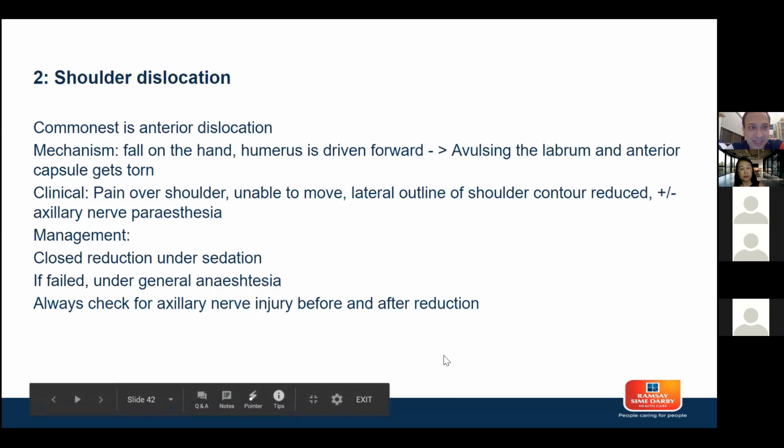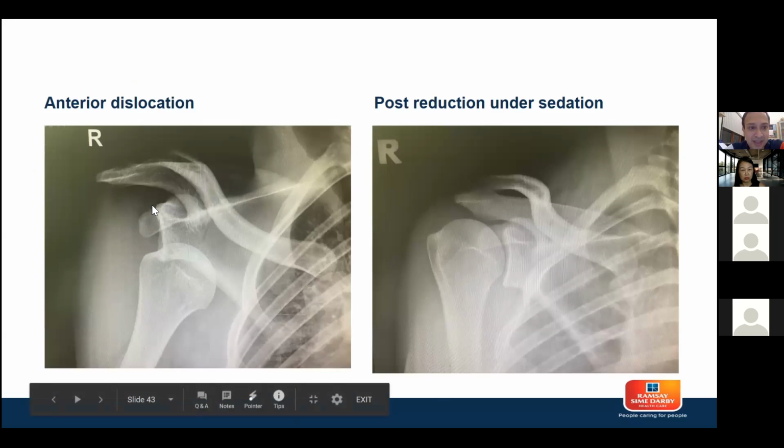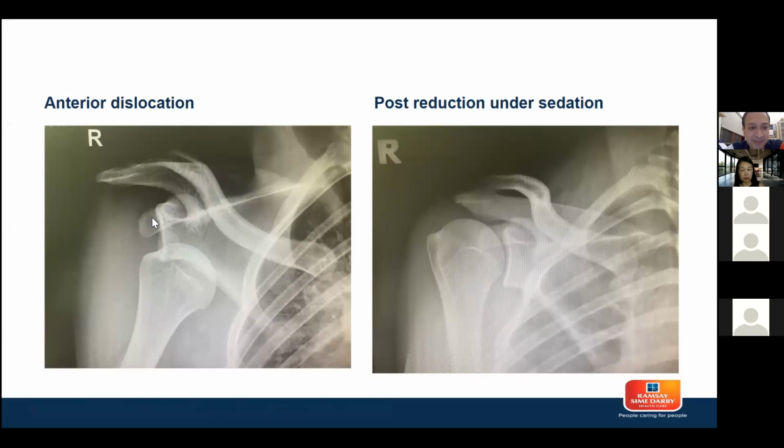Okay. So this is an example of a shoulder dislocation. The shoulder is down here, far away, and the glenoid is here. This is where it's supposed to be. So in the second picture, you can see the humerus has come into place. This was done just as a closed reduction, and the patient didn't have, thankfully, any nerve palsy. This was done under sedation.